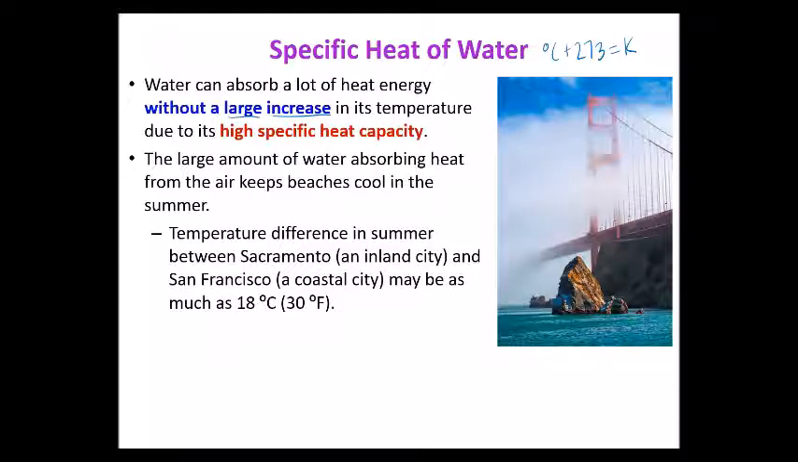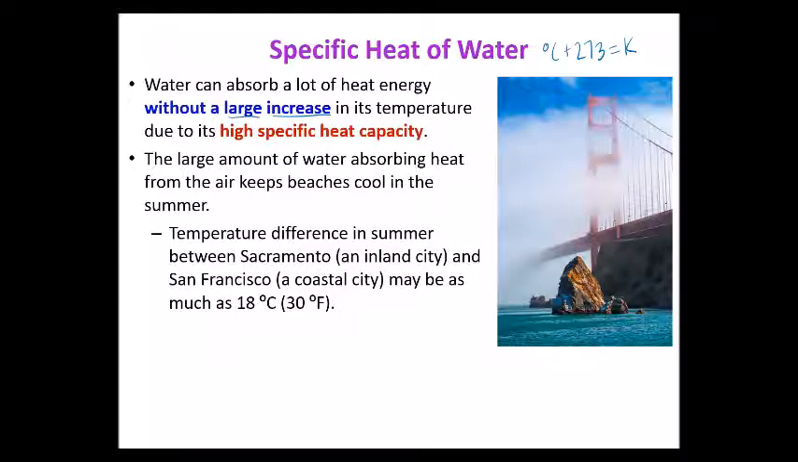So in Sacramento versus San Francisco, which are at about the same latitude, the coastal city may be 18 degrees different than Sacramento, which would swing up and down from the night to the day in terms of the temperature change, because the water wouldn't be there to moderate it. The water is going to absorb and release the energy, moderating the temperatures on the coast. So it's very nice to have that.